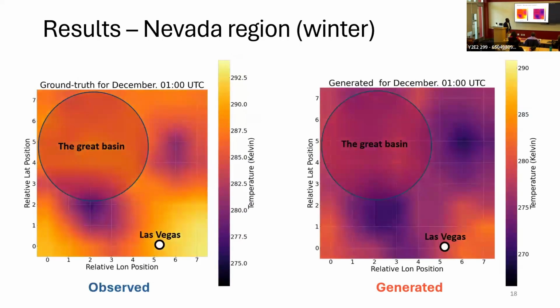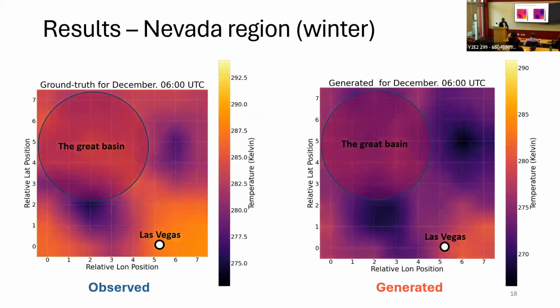Then I also showed similar results for a different region as well, Nevada, which has a distinct temperature profile. So you can perceive how well the model is behaving.